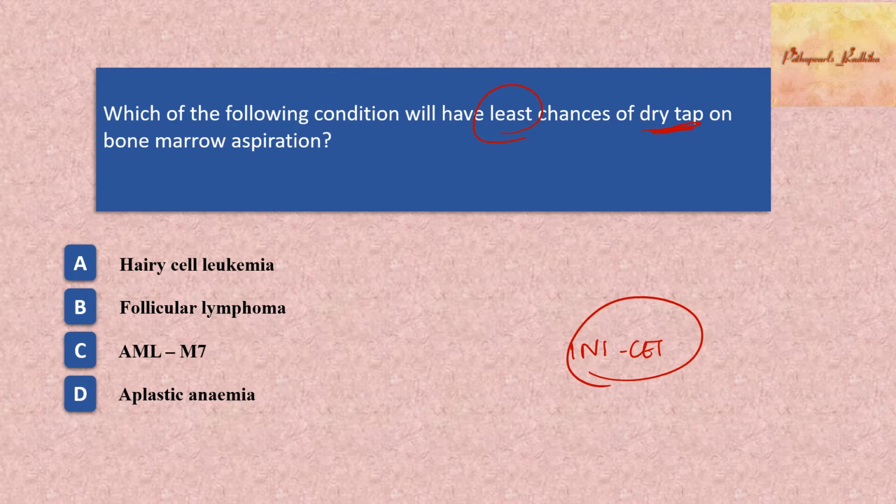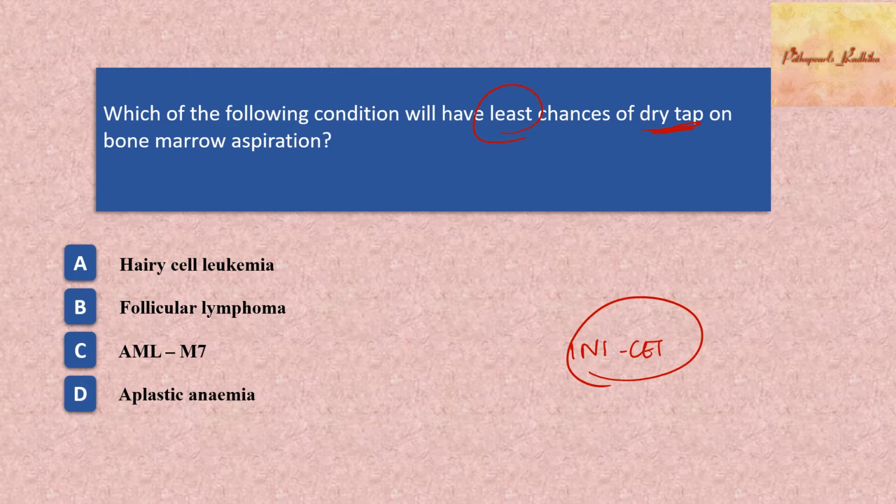with dry tap. I've already put up a video on what is dry tap, so those who have not watched, you can just watch that video as well. Now we look at what is dry tap, then we'll go into the discussion. So what do you mean by dry tap?